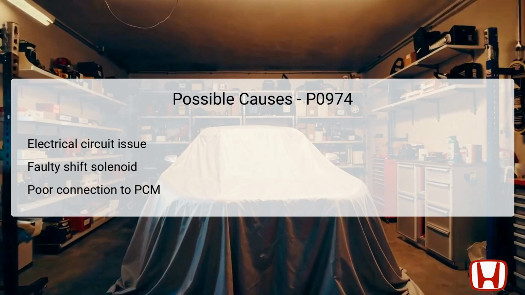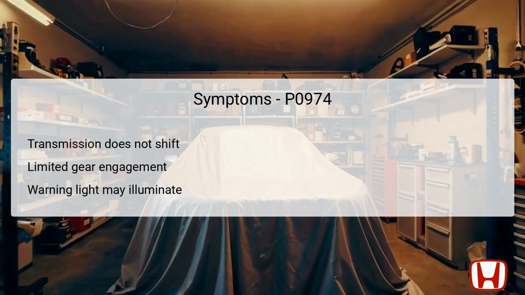Since mechanical problems in the transmission do not trigger this code, it's vital to focus the troubleshooting efforts on the electrical components associated with the transmission system. The primary symptom of DTC P0974 is that the transmission fails to shift into second or fifth gear.